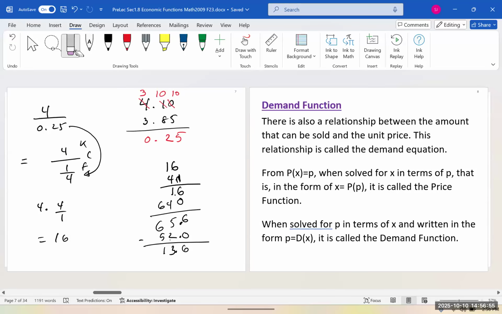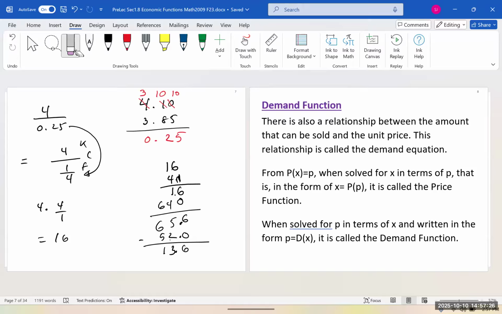Okay, so now we know how a producer thinks, when he produces more, when he produces less. And now it's our point of view. If you are the buyer, then how do you feel? So the buyer gets the demand. There is also a relationship like the supply one. There is also a relationship between the amount that can be sold and the unit price. This relationship is called the demand equation.